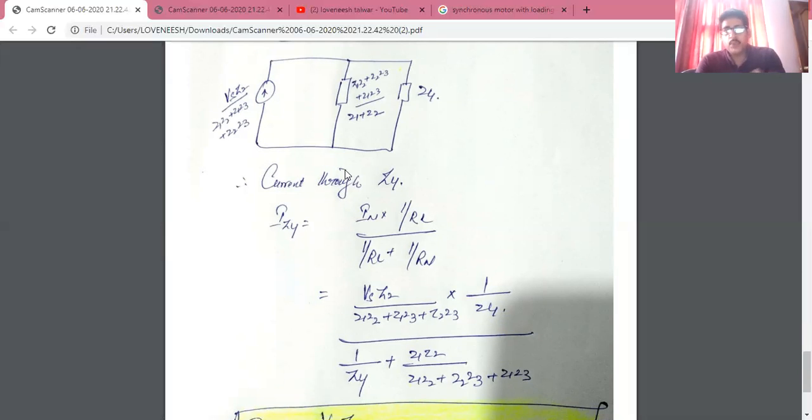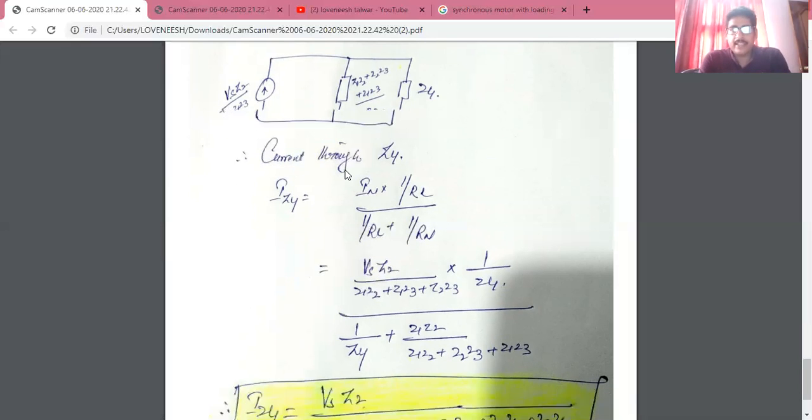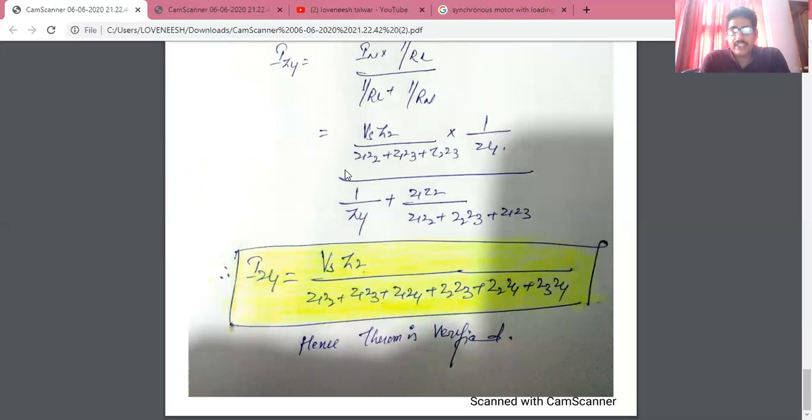Now I can substitute all these values, and after getting the result, the current through Z4 is given by Vs Z2 upon (Z1 Z2 + Z1 Z3 + Z1 Z4 + Z2 Z3 + Z2 Z4 + Z3 Z4). And this current is exactly the same as we calculated in the case of mesh analysis. Hence, both currents are the same, so you can say the theorem is verified. So this is all about the proof of Norton's theorem.